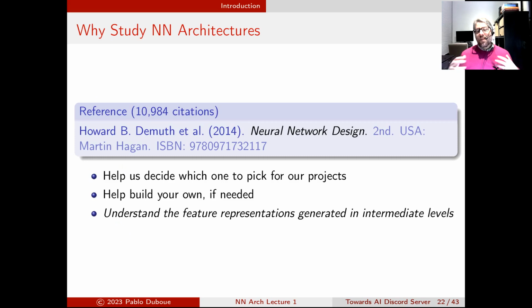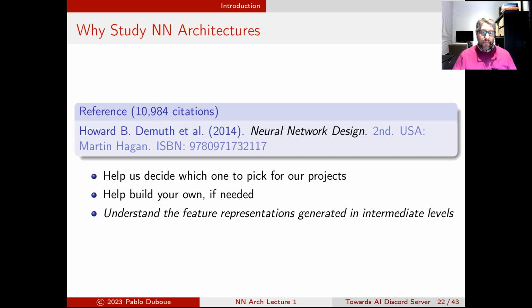Now, the question is, why study neural network architectures? Do we need to study them? We could just say, I'm going to use this particular technique, and it comes with a neural architecture inside, and there is no need to go further. Well, neural network architecture is a great place to start the decision about what type of solution we are going to do in our own projects.